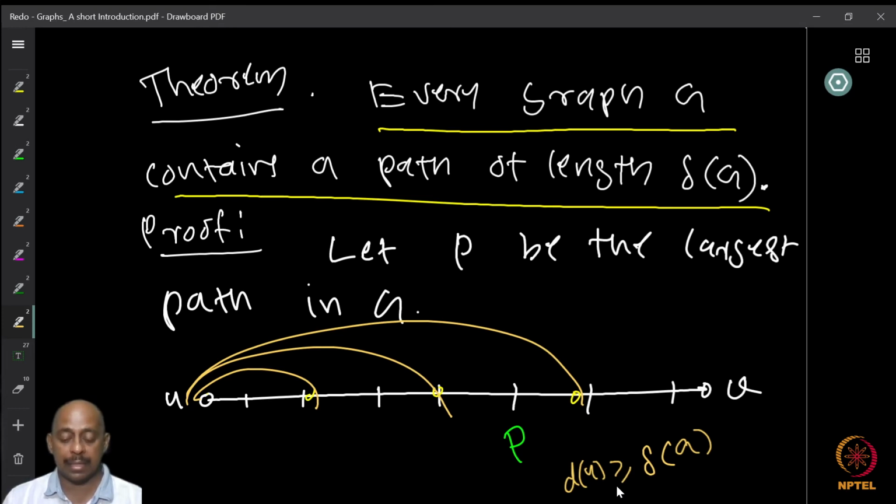So if the path has at least delta vertices present, then the length of the path must be at least delta, because apart from U you have delta more vertices. So delta plus 1 vertices must be there in the path. There could be more, but there are at least small delta plus 1 vertices in the path. So therefore, its length must be at least delta of G. So this is why every graph must contain a path of length minimum degree of G.